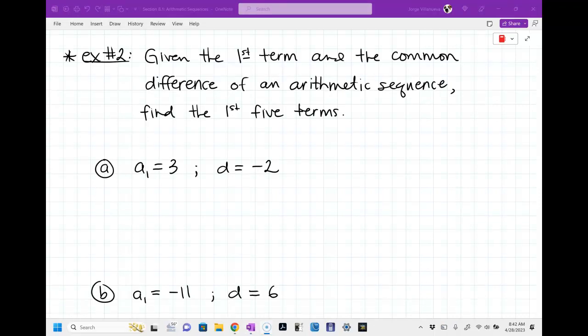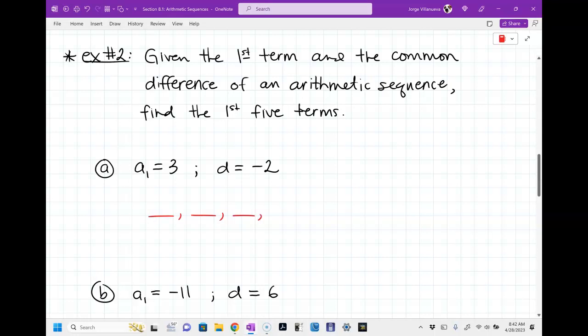All right, so given the first term and the common difference of an arithmetic sequence, find the first 5 terms. Now remember, they gave us for part A sub 1, which means the first term, okay? We got to figure out A sub 2, A sub 3, A sub 4, A sub 5, meaning the first, the second, the third, the fourth, and the fifth term, okay? They did give us the D value, which tells you by what it's changing, right? So they're subtracting 2 over and over again. So I'm going to just kind of do this really quick.